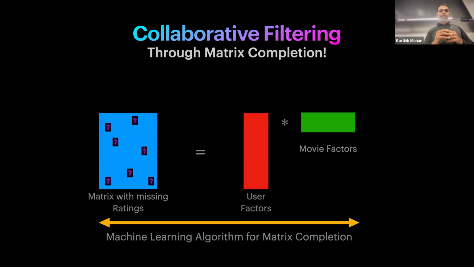So in matrix completion, you factor this matrix of ratings, the ratings that you know and the ratings that are missing, into a matrix of user factors and a matrix of movie factors, right?